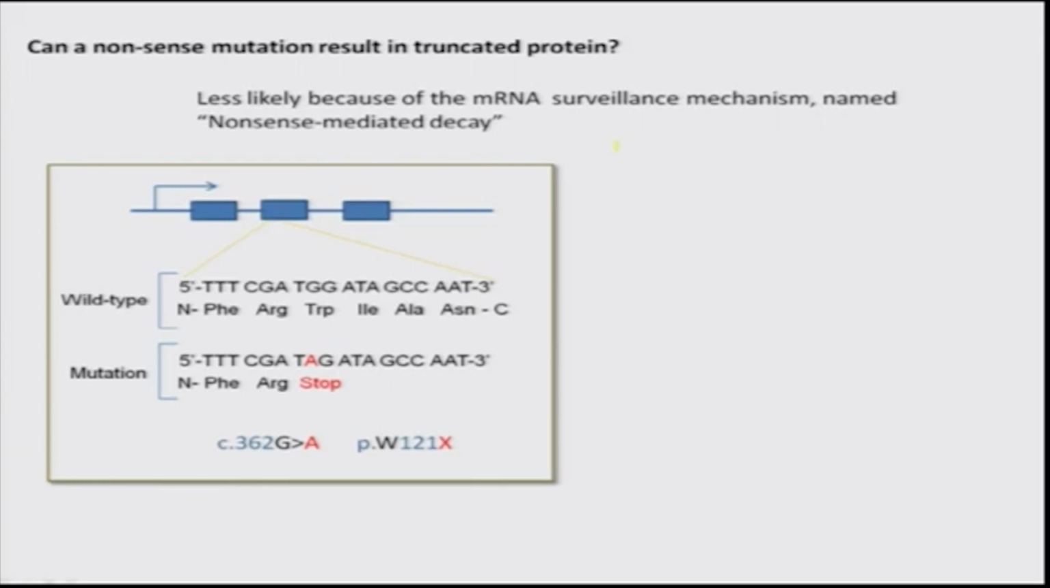In the sense that if there is a premature stop codon in your mRNA, you have a mechanism in your cell that scans through each and every mRNA that is being made, and if it has a premature stop codon, then the cell tries to degrade that mRNA, because when the DNA is being copied to RNA, there could be errors. If that error is not detected, you are going to make proteins that are defective, and you don't want such proteins, because one, you waste energy in making such protein, and two, such protein can be harmful to the cell.